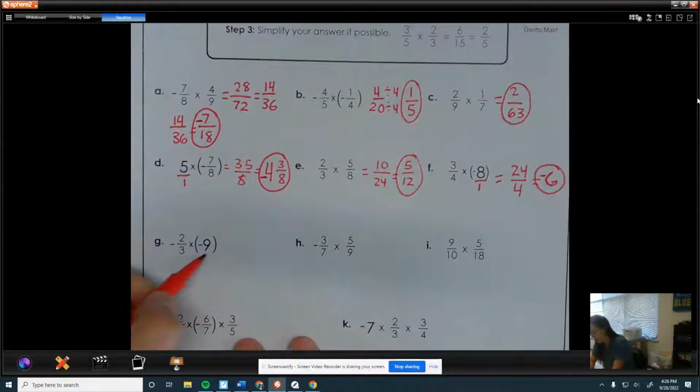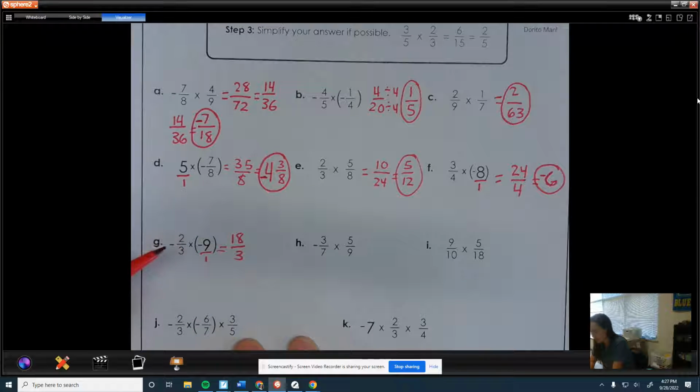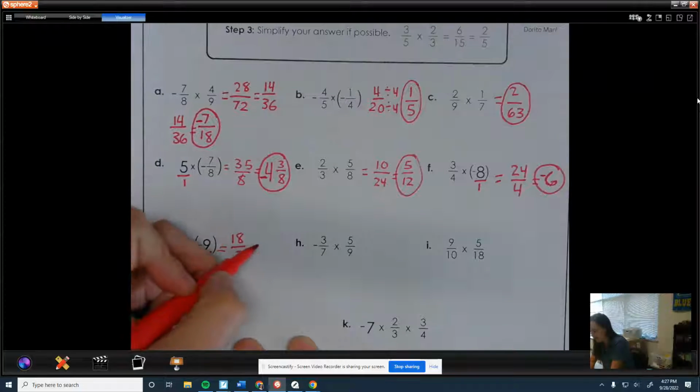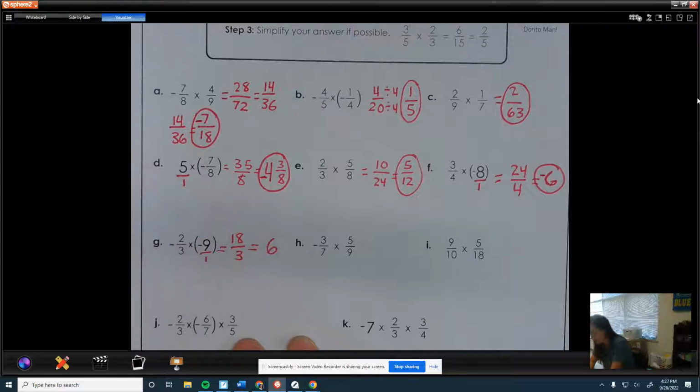All right, next one. Let's see. Stick a 1 under the 9. Then 2 times 9, 18. 3 times 1 is 3. Same thing like the one before. 18 divided by 3 is a whole number. That is just 6. And keep it positive.